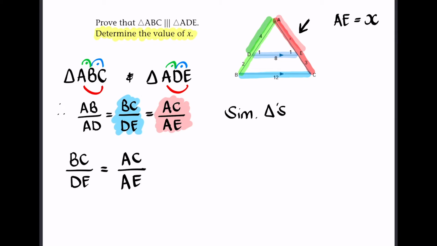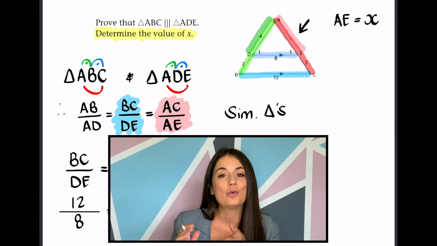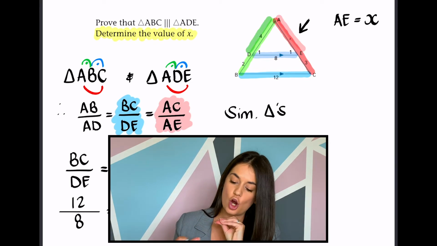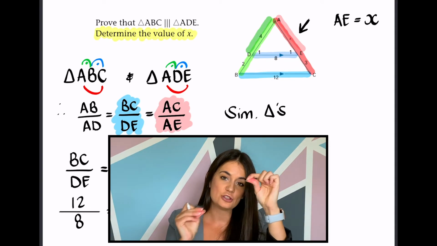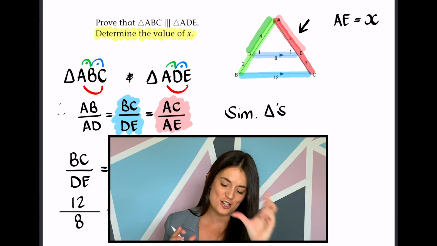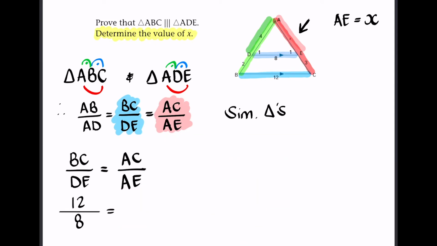Now based on this, I'm going to fill in all the information. So what is BC's length? BC is 12, over what is DE's length? DE is 8. That is equal to AC. Now, if we look at AC, we can see that AC is actually a combination of line AE and line EC, because AC is that full line. So AE is X and EC is 3, so it's X plus 3. Remember, I can't add X plus 3 to get 3X because they're unlike terms. And that is over line AE, and line AE is X.